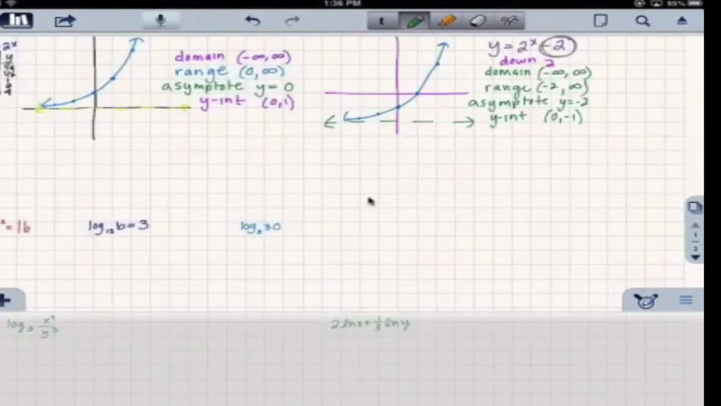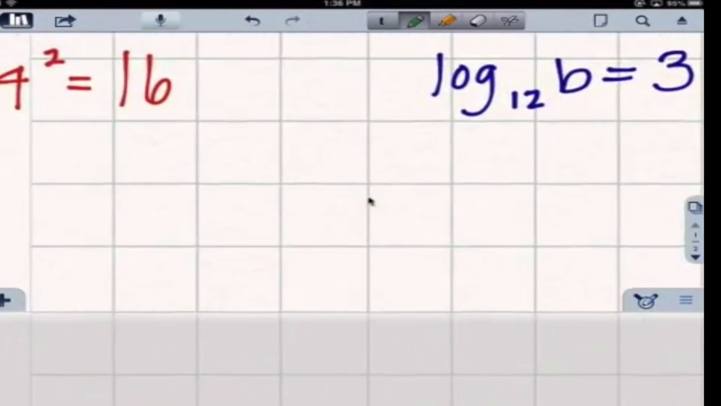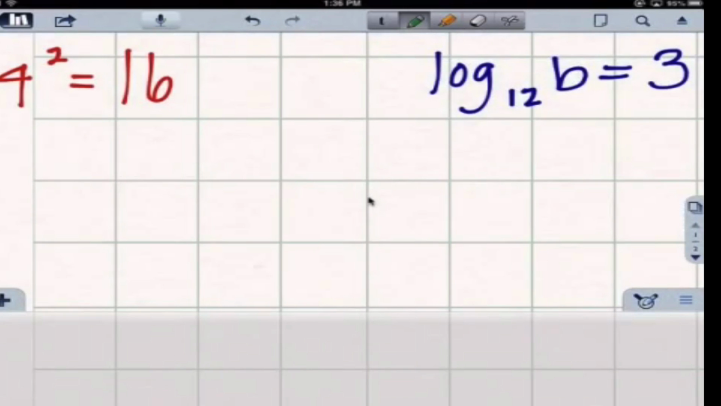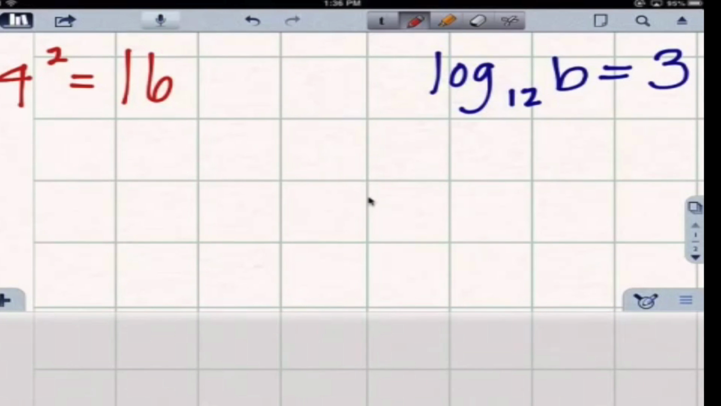The second part of the test is going to be some more just like logarithmic stuff. It'll be really similar to the types of quizzes that we've taken so far. So I want to start off with something basic like 4 squared equals 16. There are a few problems on the test where all we need to do is change forms.